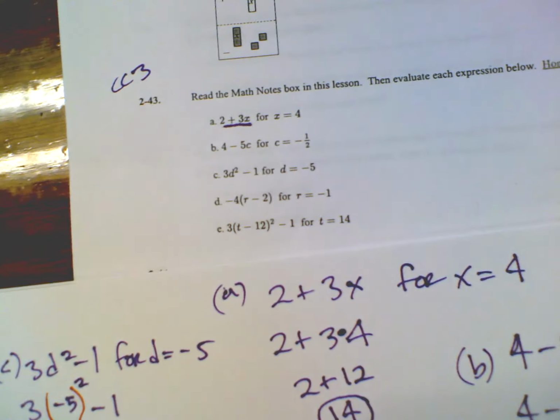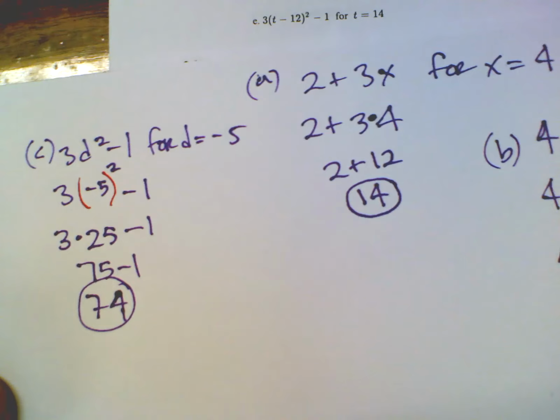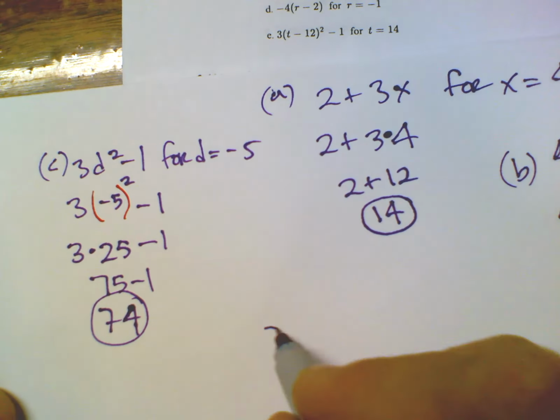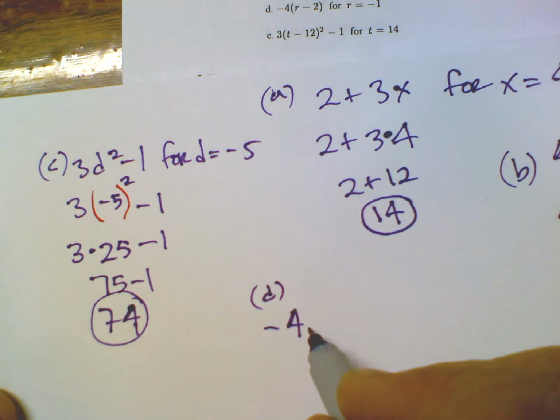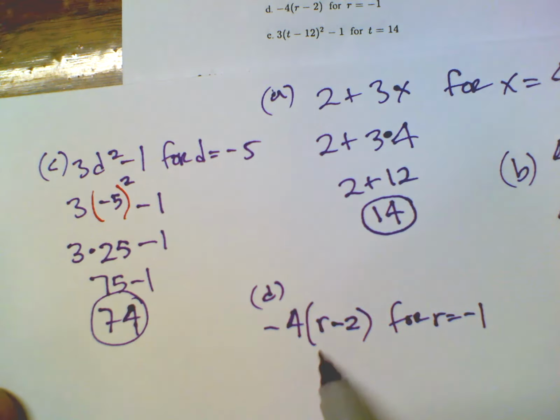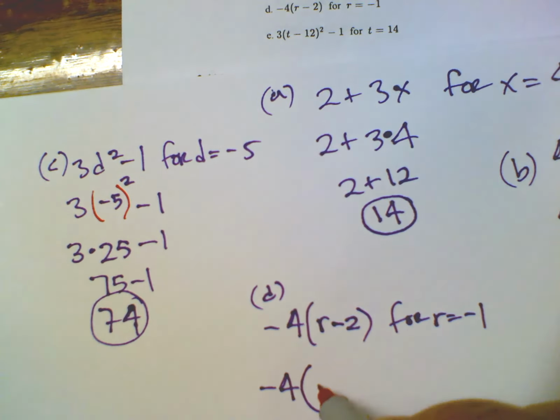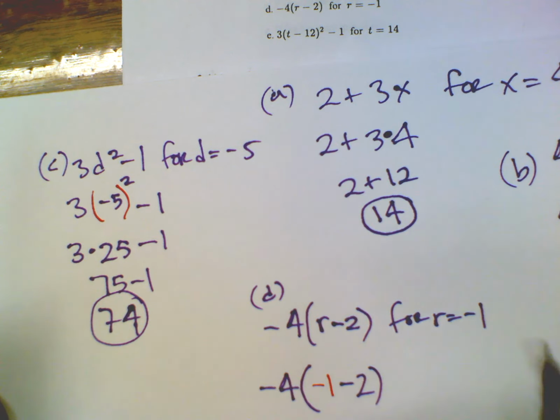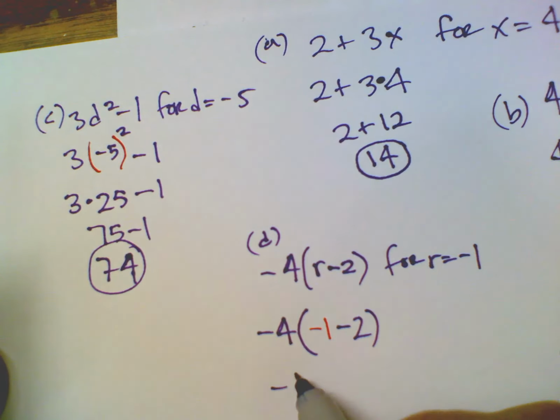All right, we're on a roll here. Let's do D. What does D say? I'll write it down. It's negative 4, so this is D. Negative 4 in parentheses, so that means negative 4 all times r minus 2, and again r is equal to negative 1. So we're going to put a negative 1 in place of the r. So it's negative 4 times what? Instead of r, I'm writing negative 1 minus 2. So instead of r minus 2, it's negative 1 minus 2. You do what's inside the parentheses first, order of operations.